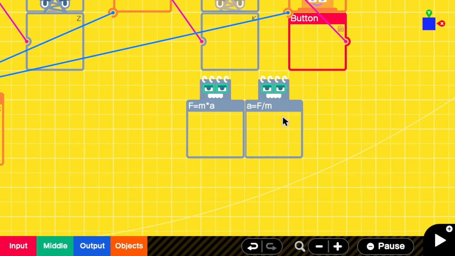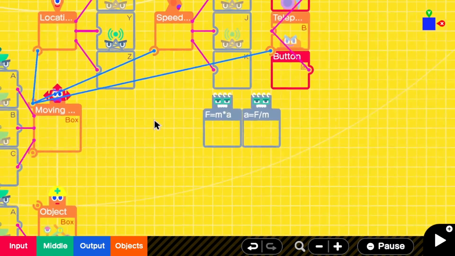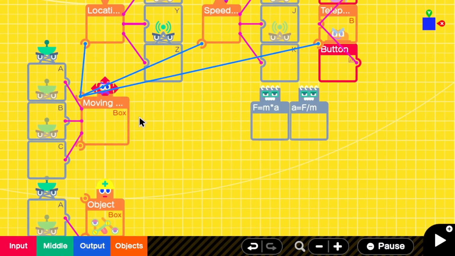So for example, if we apply a force of 1 on an object that has a mass of 1, then the acceleration will become 1. If we apply a force of 2 on an object that has a mass of 1, then our acceleration will be 2. That's a simple equation. So how does this apply to moving objects?